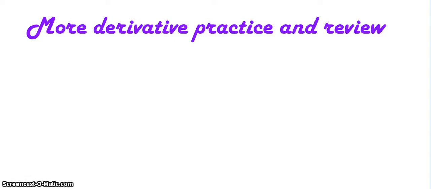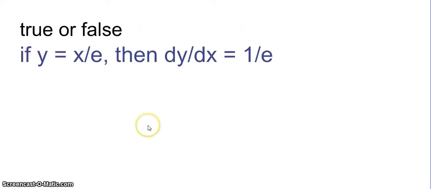All right, more practice and review. Here we go. Let's get right to it. So true or false? If y equals x over e, then dy dx is 1 over e. Pause the video, answer that question. Unpause when you are ready to verify that you are correct, because you know you got this.